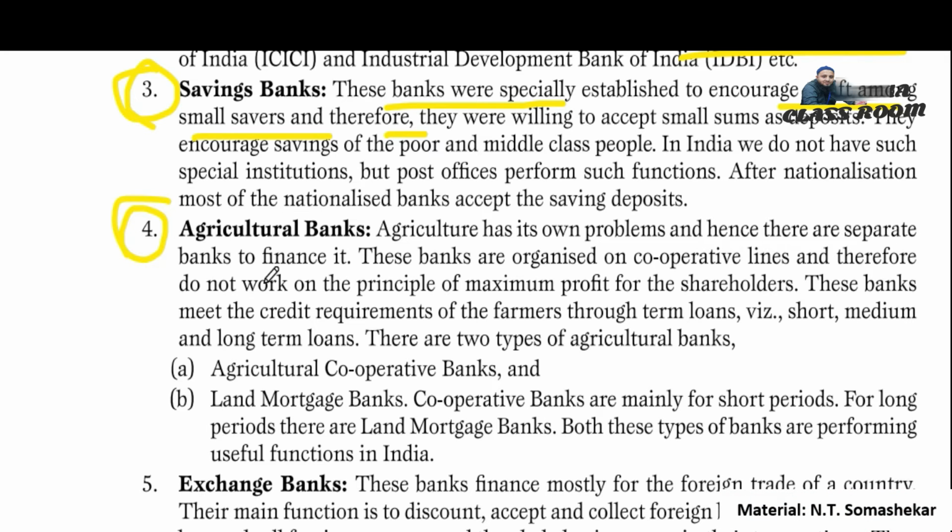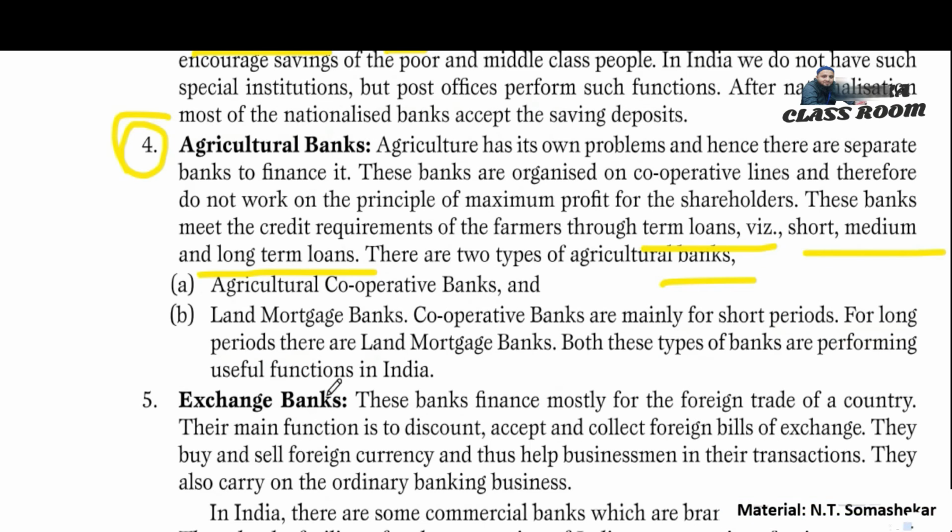Then agricultural banks, that is also a specialized type of bank. We have several agricultural banks, like the Agricultural Bank of Bangladesh. Agriculture has its own problems, and hence there are separate banks to finance it. These banks originated on cooperative lines, and therefore do not work on the principle of maximum profit for the shareholders. These banks meet the credit requirements of the farmers through short, medium and long term loans. There are two types of agricultural banks: agricultural cooperative banks and land mortgage banks. Cooperative banks are mainly for short periods, and for long periods there are land mortgage banks. Both these types of banks perform useful functions.